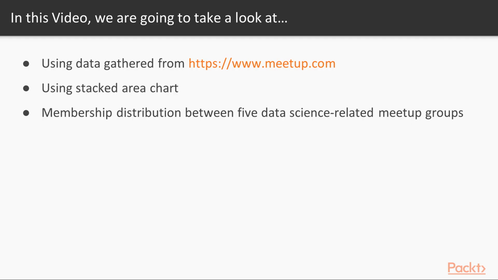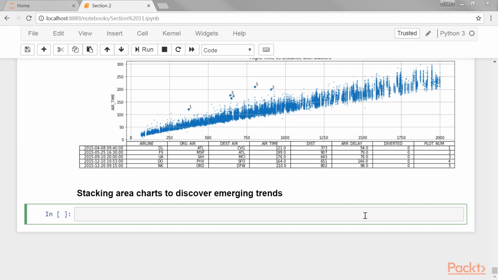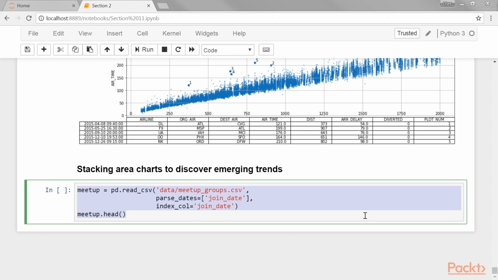In this video, we will use data gathered from the popular website meetup.com. Using a stacked area chart, we will show membership distribution between 5 data science-related meetup groups. Stacked area charts are great visualizations to discover emerging trends, especially in the marketplace. It is a common choice to show the percentage of the market share for things such as internet browsers, cell phones, or vehicles. Now to start with, let's first read in the Meetup dataset.